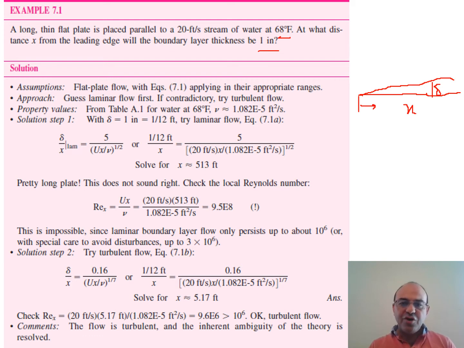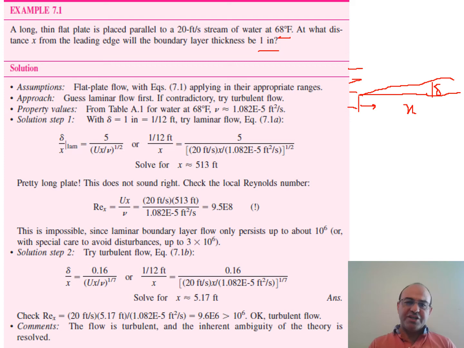Let's say a free stream approaches this plate, and the velocity of the free stream is uniform at 20 feet per second. So we want to see at what length, at what x, delta becomes 1 inch. Is x like 1 inch? Is it 10 inches? Let's just get a sense.